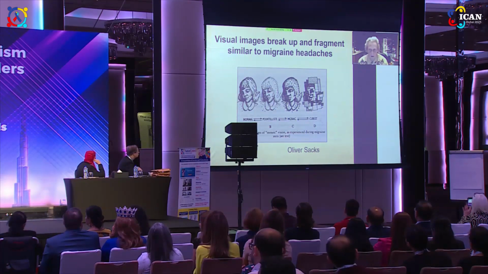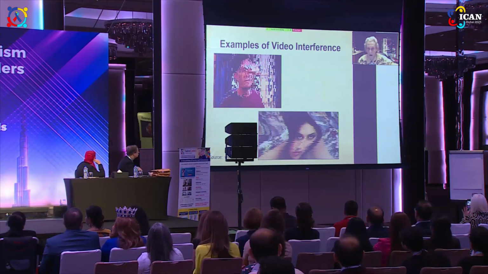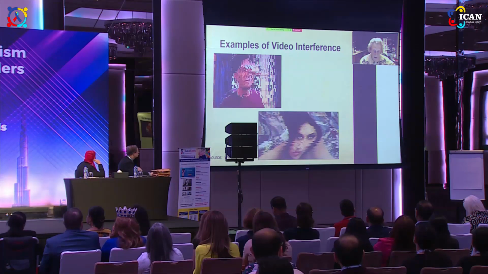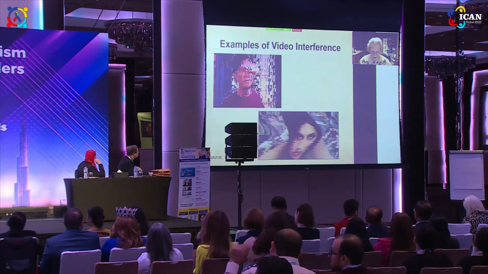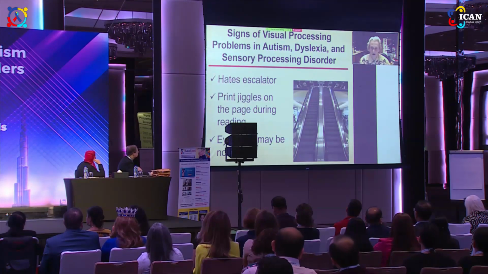Seeing probably wouldn't be a primary sense if that's the way things look like. And this may explain why a number of people that do not speak touch and smell things, because those senses provide accurate information. And we'll go on to the next slide that shows an escalator.